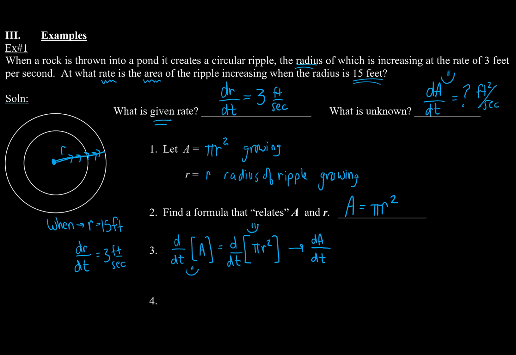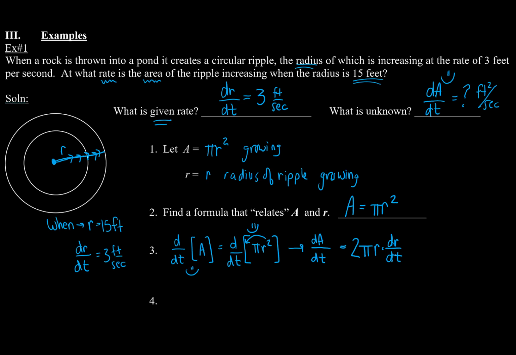Over here on my right-hand side, this 2 is going to come down in front. So I'm going to have 2, pi goes along for the ride, the r goes down to a power of 1. And then I need to remember that the radius is not still. It is growing as time is going on. So there is a change of radius with respect to time, dr/dt.